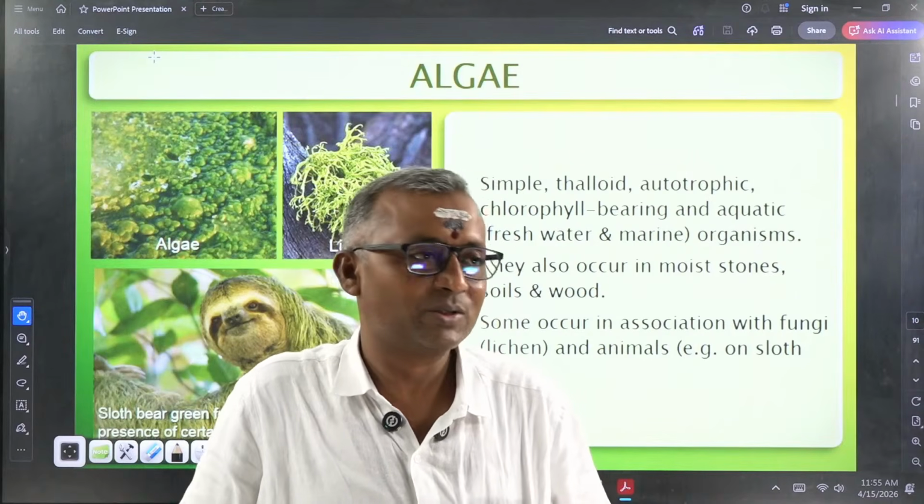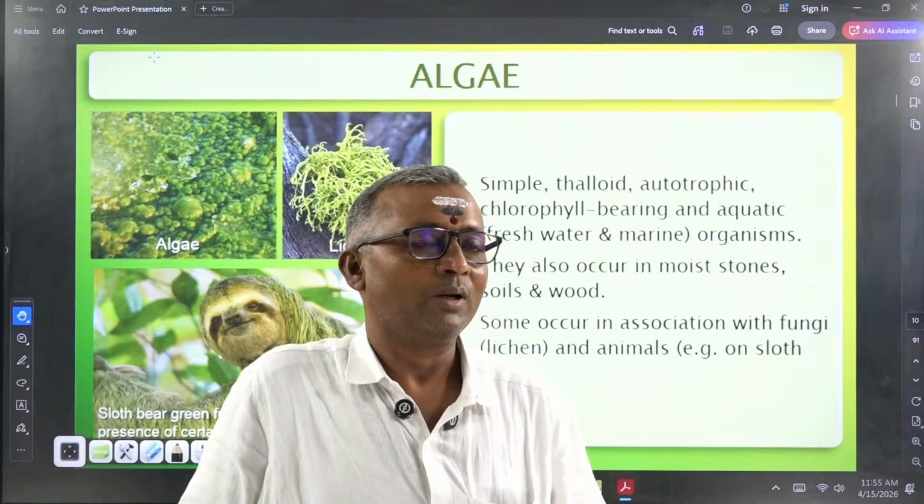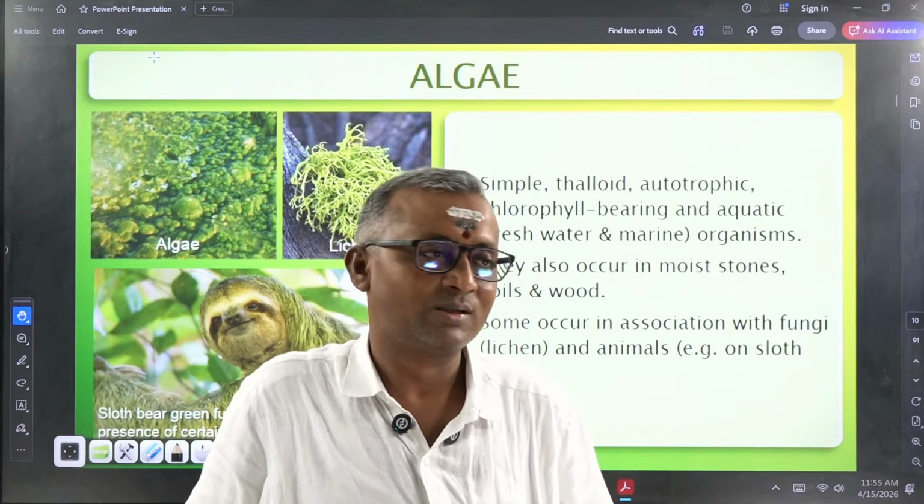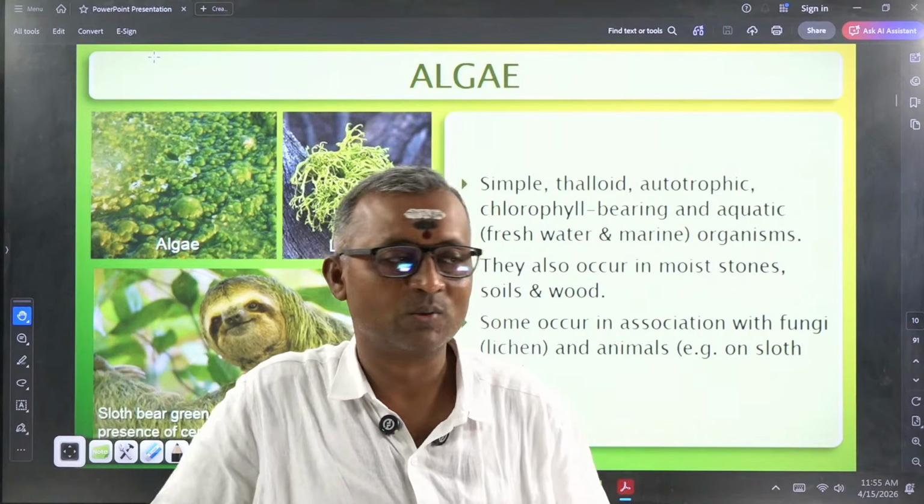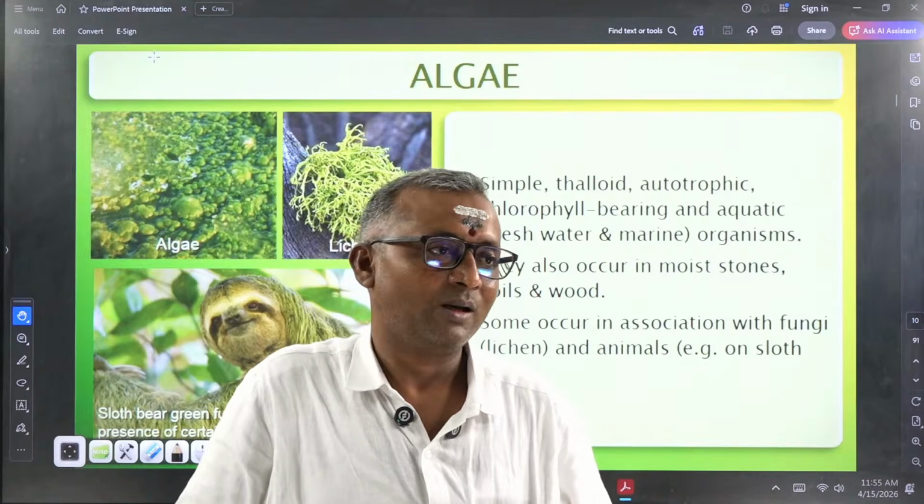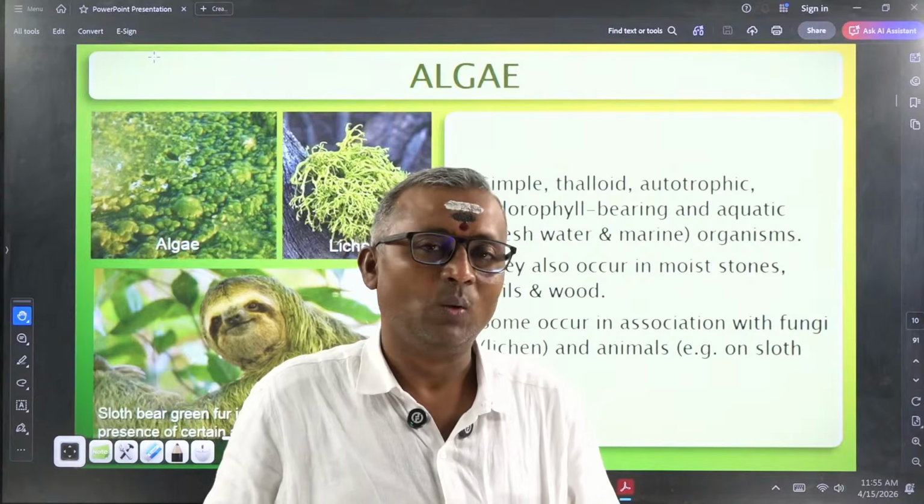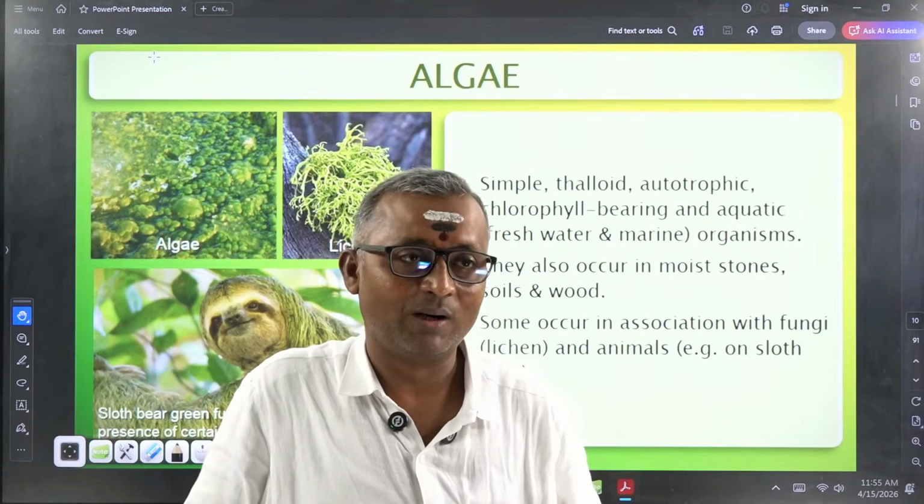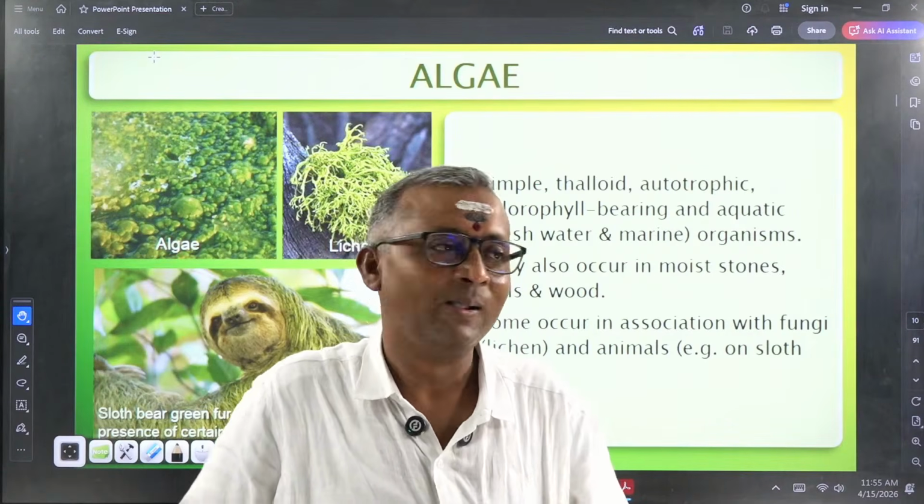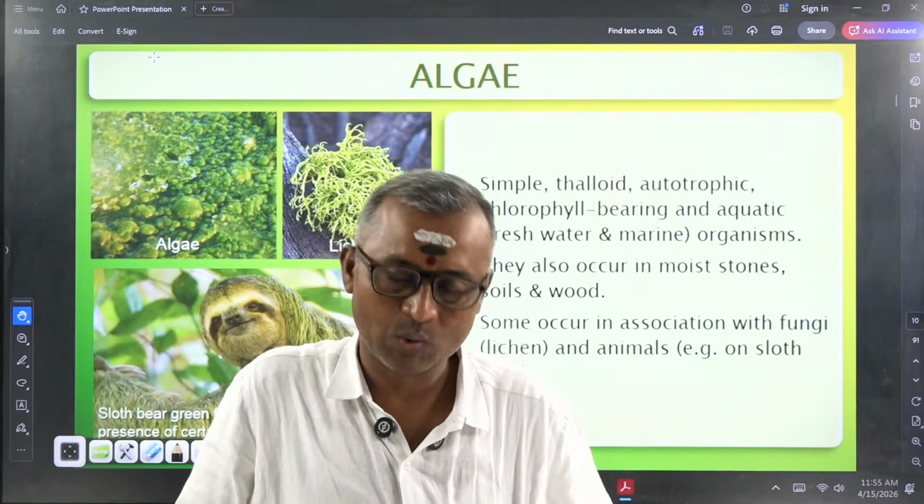Let me show some pictures related to this algae, bryophytes, pteridophytes, gymnosperms and angiosperms, so that you will have some idea about what I am discussing and what exactly is algae, what exactly is bryophyte, what is sporophyte, what is gametophyte. All that pictures I am going to show you now.